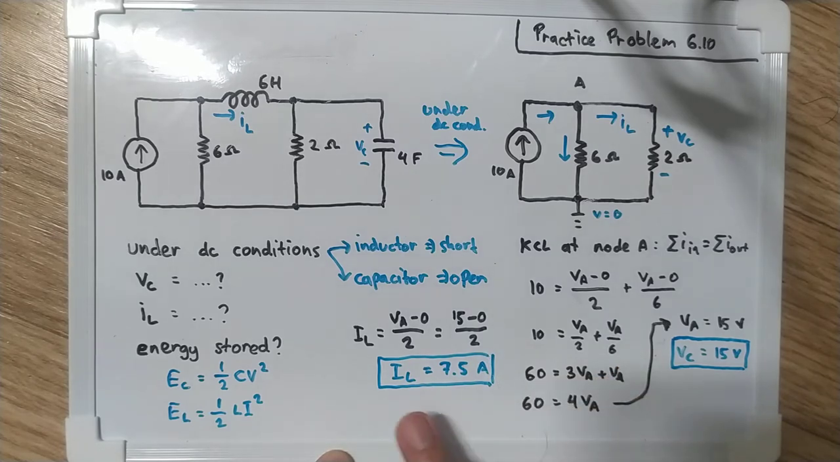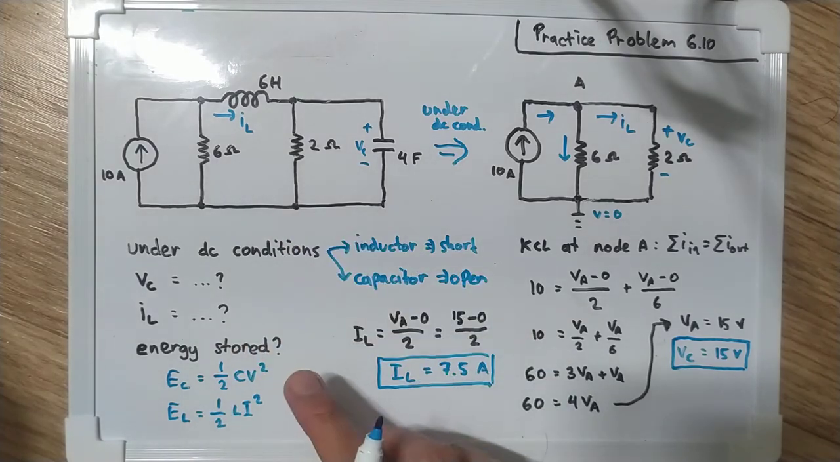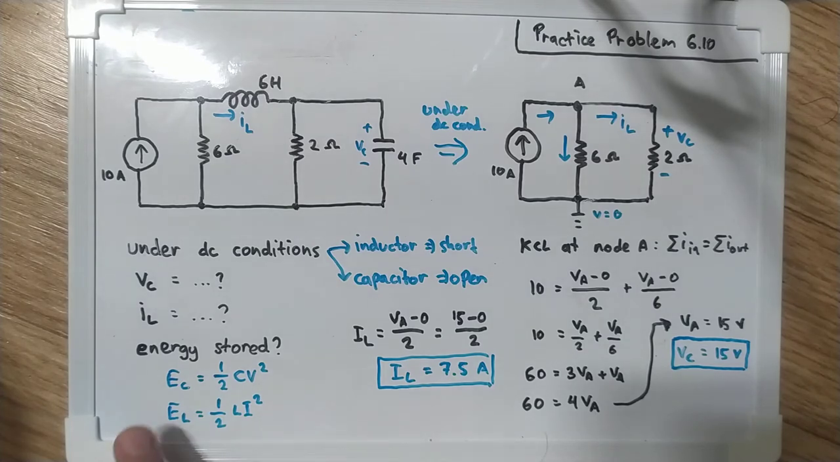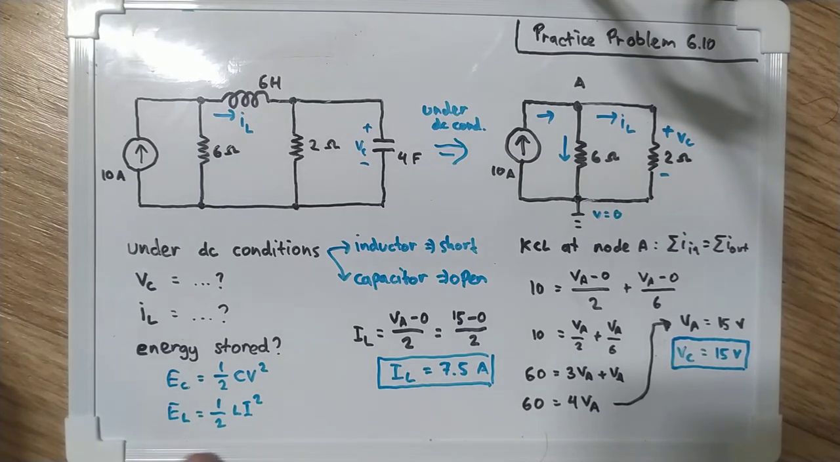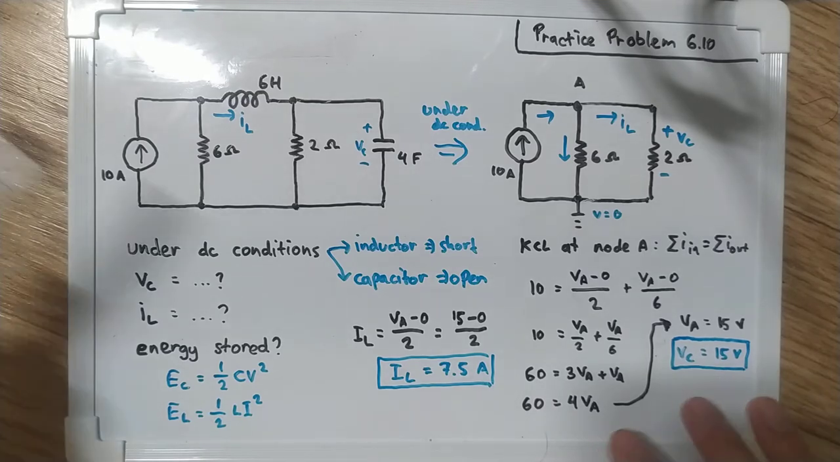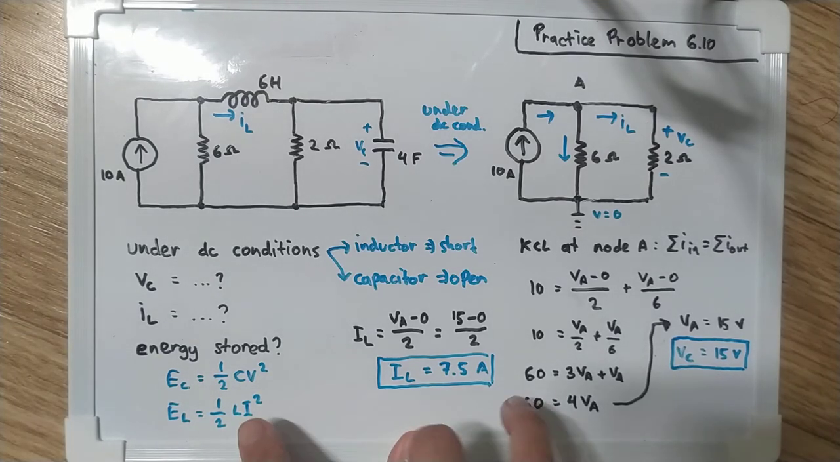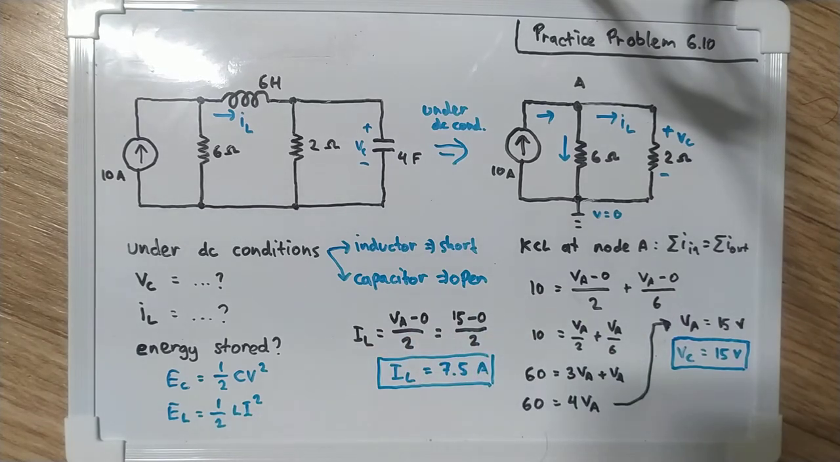Okay, now we have VC and IL done, but we still need to find the energy stored in the inductor and capacitor. So these are the two formulas that we need. Energy stored in a capacitor is 1/2 multiplied by the capacitance multiplied by the voltage squared. And for the inductor, it's a similar formula: 1/2 multiplied by the inductance multiplied by the current squared. So let's save this VC and IL so we can calculate this, and I will clean the board.